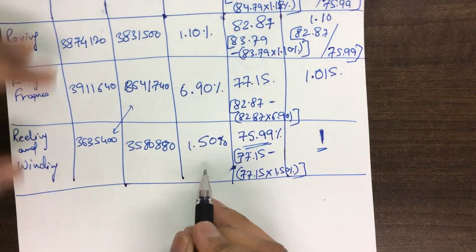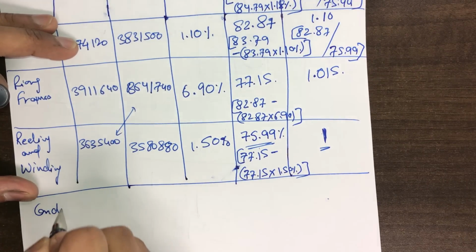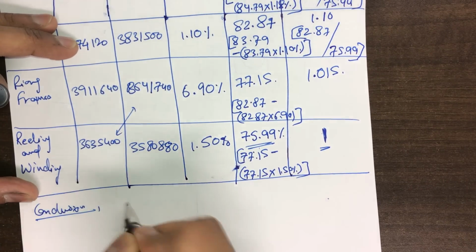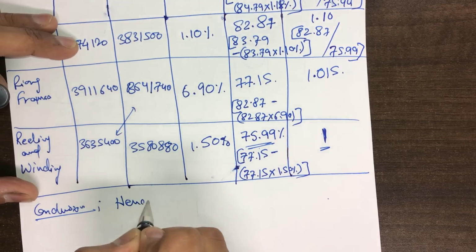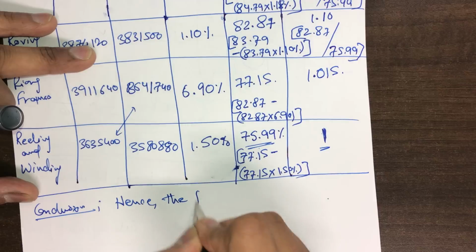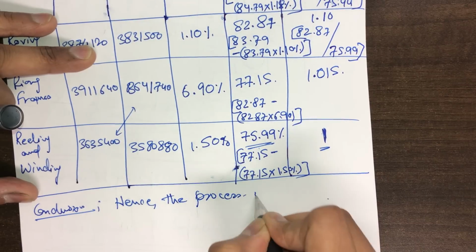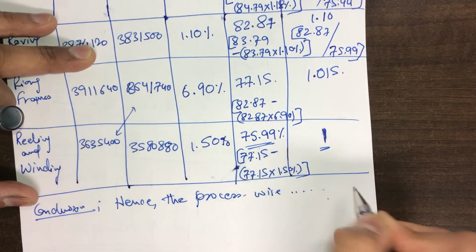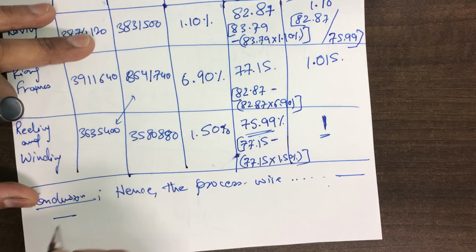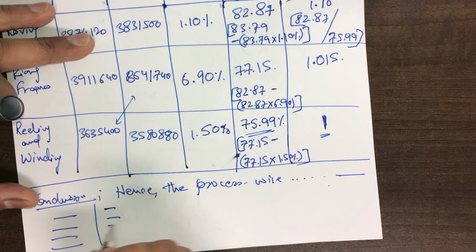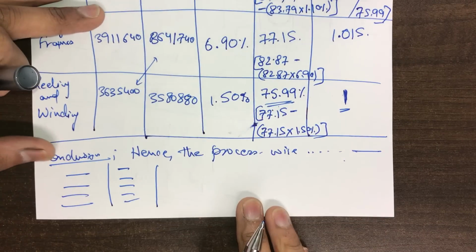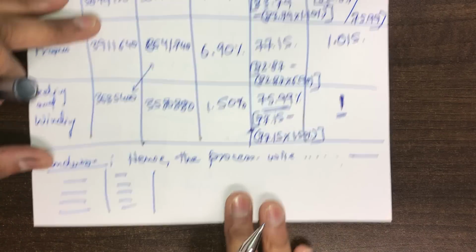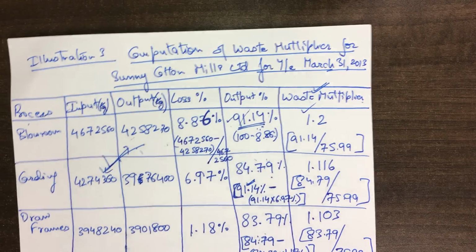Now, in the conclusion, you can write that hence the process-wise waste multiplier is computed as under. You have to write all the processes and the waste multipliers to conclude your answer. So yes, this is an important topic. I hope you understood it well.